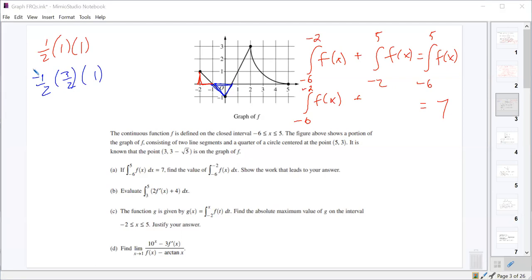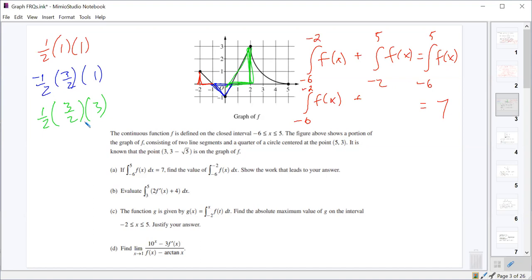Okay. The next piece that we're looking at here should be this other triangle. That triangle is above the x-axis, so it should be positive. So that should be 1/2 the base, which is again 3/2, and the height, which this time is 3. Everybody good with that? Okay.